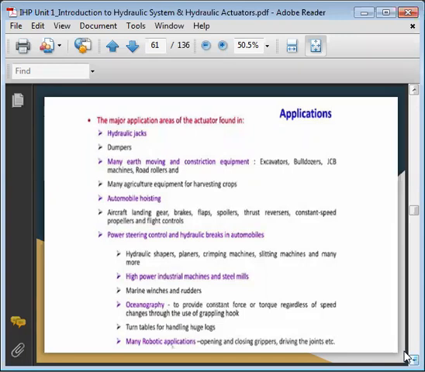High power industry machines also use actuators, steel mills, then marine winches and rudders in oceanography. Turntable, we have seen that example. Many robotic applications also use actuators for opening and closing the gripper, then driving or joint purposes. These are the major application areas of the actuator, where actuators are used.